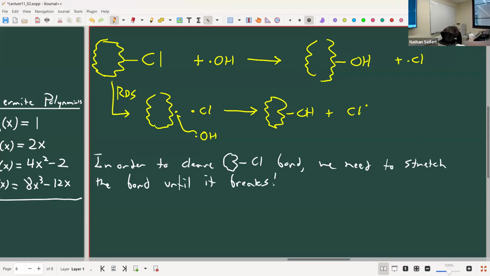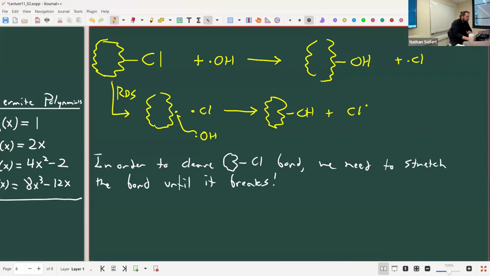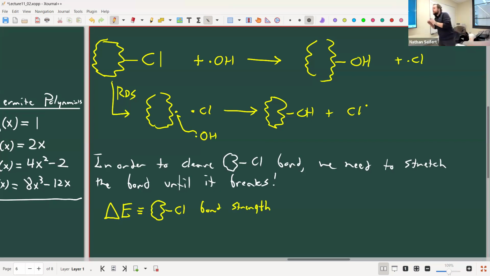Simple enough. So let's say, for instance, that the bond energy for this breakage is delta E. And so the question is, if we're going to break that bond, we need to excite the bond with enough energy that it falls apart. So we need to excite the vibrations of the bond, the string, so that it has enough energy in it that it falls apart, right? The equivalent amount of energy.